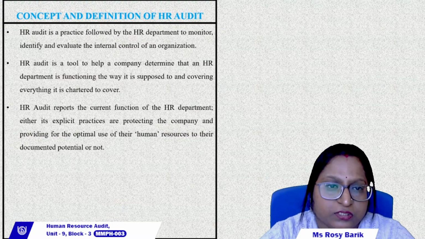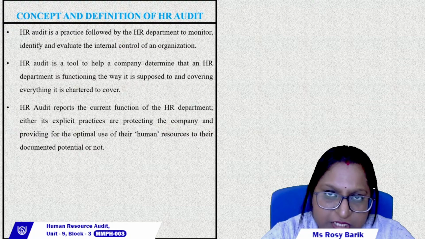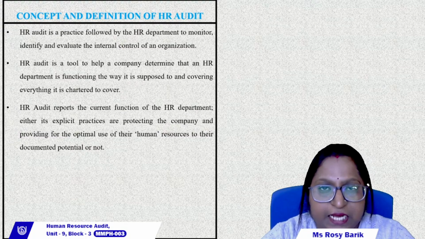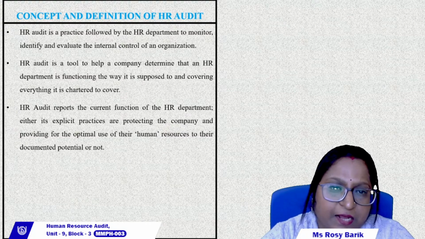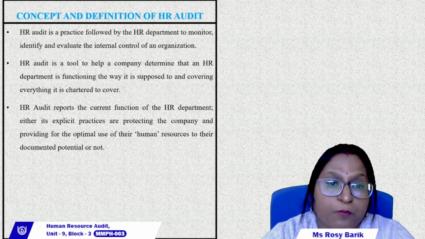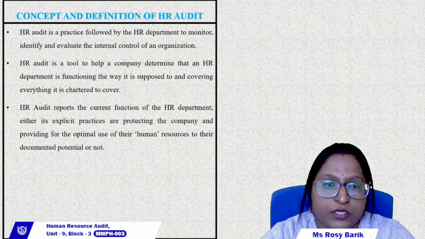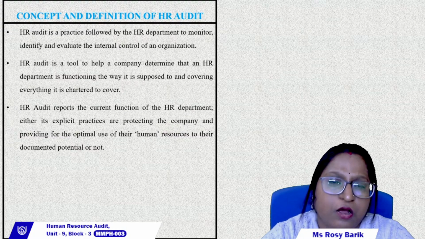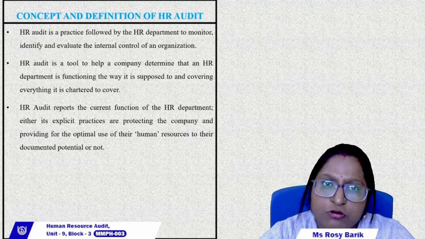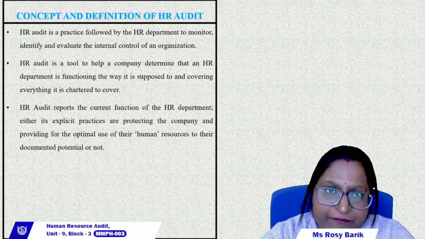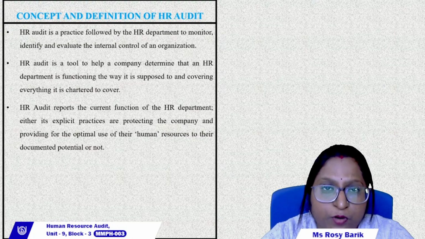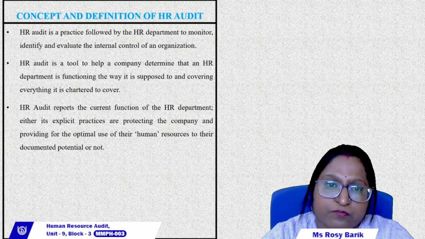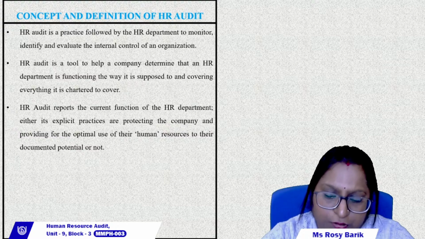HR audit report shows the current function of the HR department, obviously, what is happening in the organization can be identified. Either the practices are protecting the company and providing the optimal use of human resources to their documented potential or not. So through this, the organization can get to know whether the organization is able to get optimal benefit from the workforce or human resources or not.